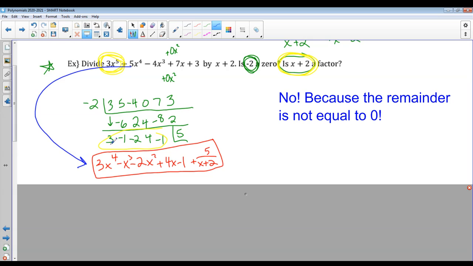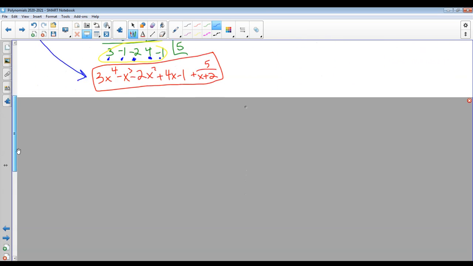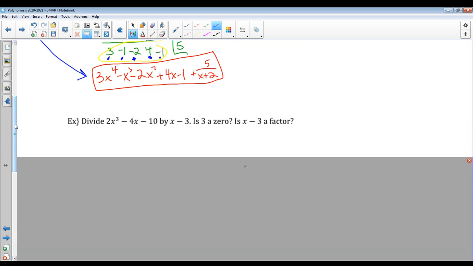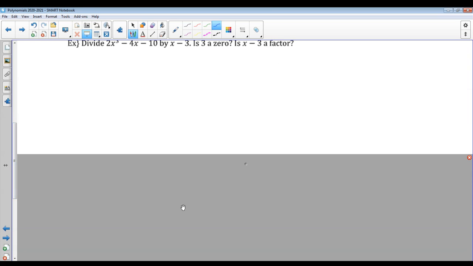So when I look at my coefficients, 3x to the 4th minus 1x to the 3rd minus 2x squared plus 4x to the 1st minus 1, plus the remainder over the divisor. And the big thing here is no, it is not a factor because the remainder does not equal 0. It's like 7 does not go into 95 evenly because there's a remainder left over. X plus 2 does not go into this polynomial evenly because there's a remainder left over. All right, I didn't do that one. We'll have plenty of time to try these out in class.